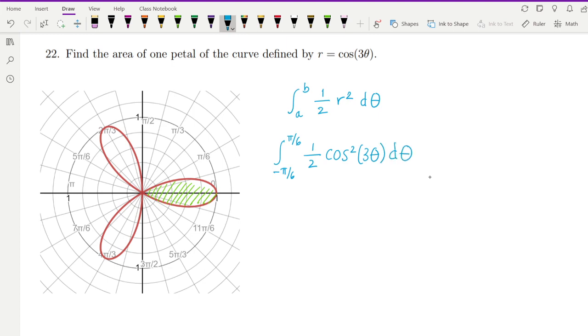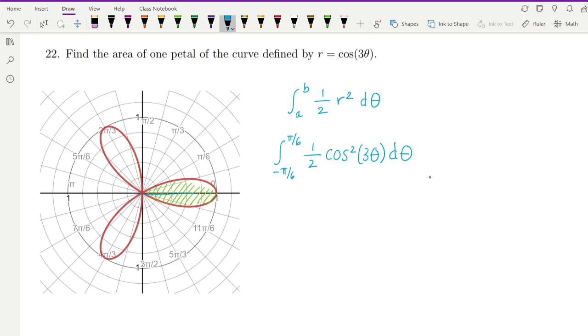So we can take this 1/2 outside, and then there's something else we can do that will make this a little nicer. Instead of going from negative pi over 6 to positive pi over 6, we can just go from 0 to pi over 6 and then double our result. And that's basically because this shape is symmetric.